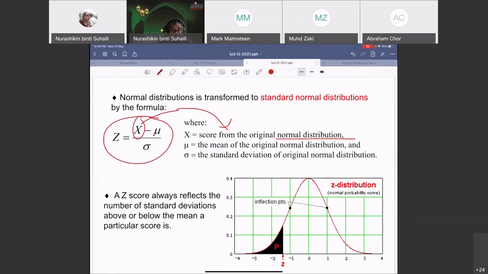So this is the formula. The Z value is equal to X minus mu, divided by sigma. Mu is the mean, and this is what we call sigma, or standard deviation. The name of the symbol is sigma.